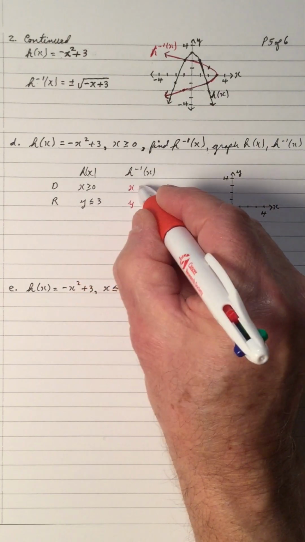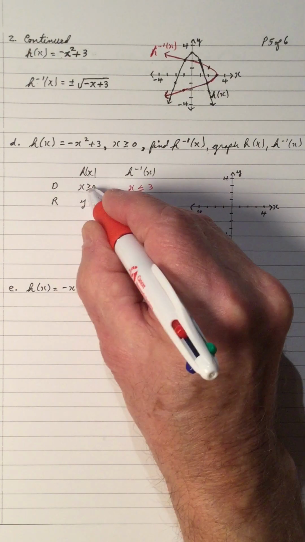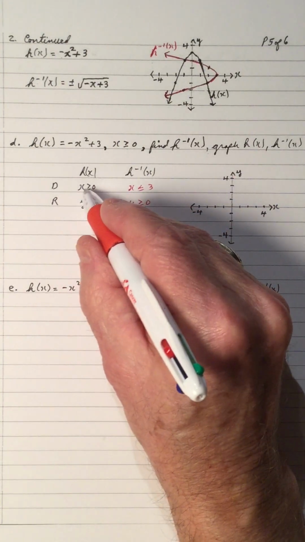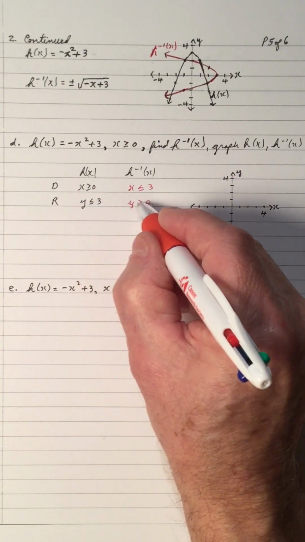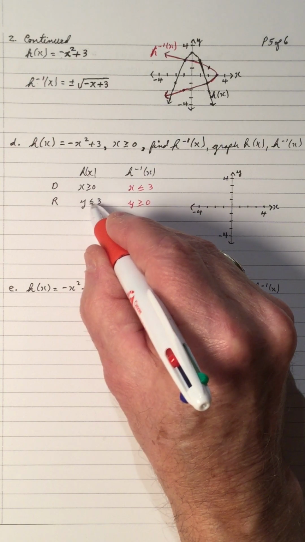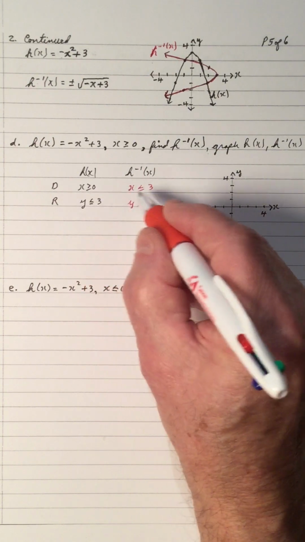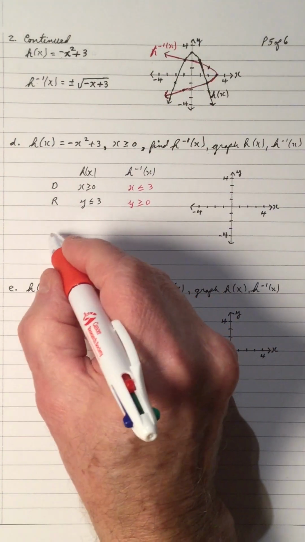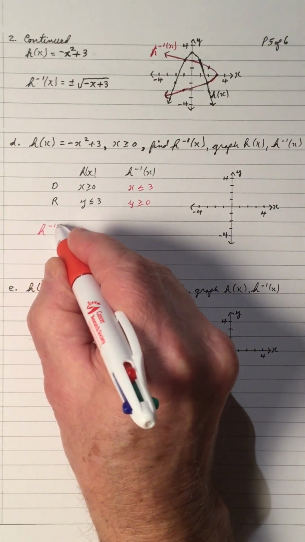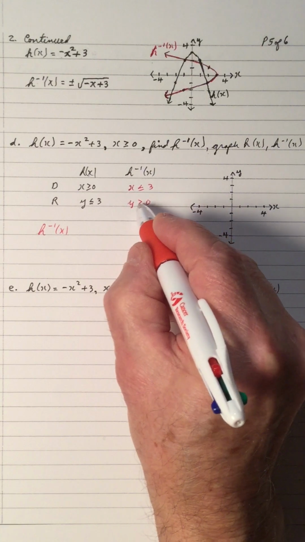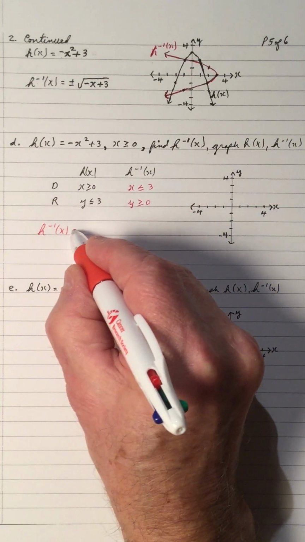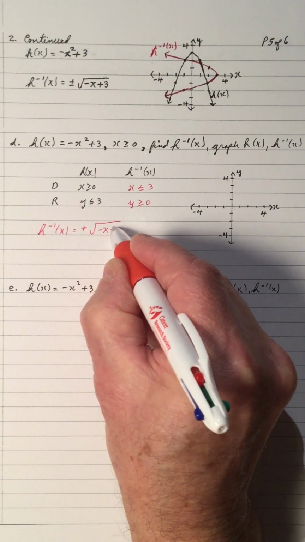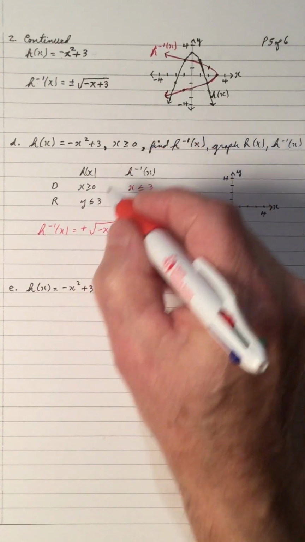So the y is the x, the x is the y, because they're switched. Domain is always the x, range is always the y. So less than or equal to 3 goes right here, greater or equal to 0 goes right here. So that means the inverse, h to the -1 of x, because the y's are going up, that's going to be the positive of, we have a plus minus, but on the right is the plus.